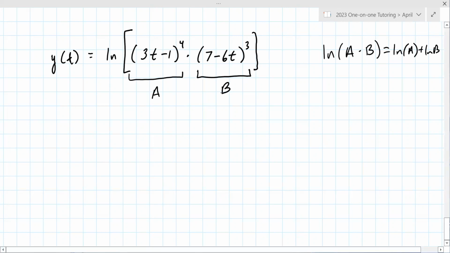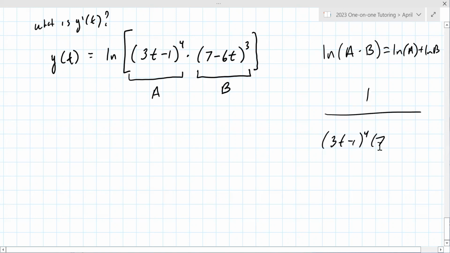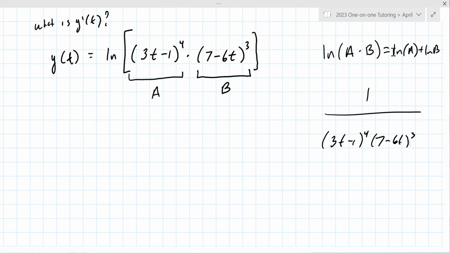Isn't this mainly like you said, pre-calc? No, because I'm asking you to take a derivative. The question would say, what is y prime of t? And if you don't know your logarithmic rules, you will go 1 over 3t minus 1 to the power of 4, 7 minus 6t cubed. Then you will use product rule over here with chain rule and power rule, and you'll get something that isn't in the answer space, and you're going to wonder why. So most of the calculus that you're doing in AB is really based on the things that you've learned in pre-calculus and some of the trig.